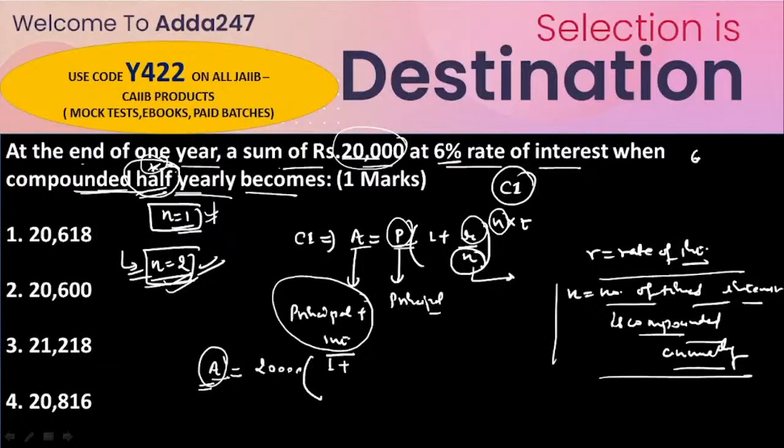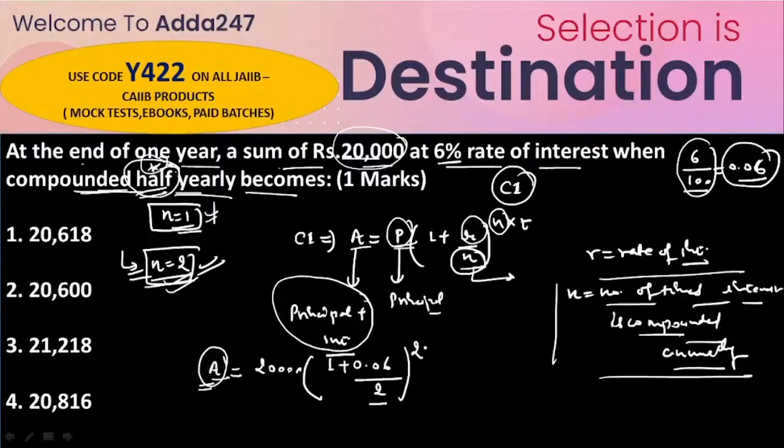We can write 6% as 0.06, because it is 6 by 100. So just write 0.06, and N also we have to write here in the divide. So this will be divided by 2, because the interest is compounding 2 times. And this 2 is multiplied by the time period, which is 1. Time period is equal to 1 year, because at the end of 1 year we have to calculate.